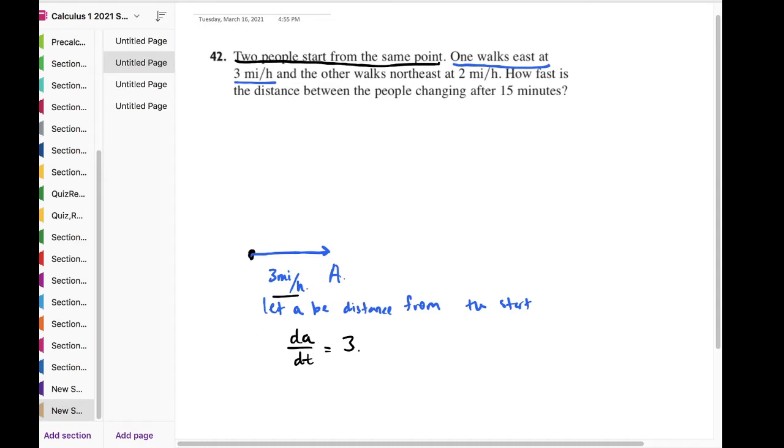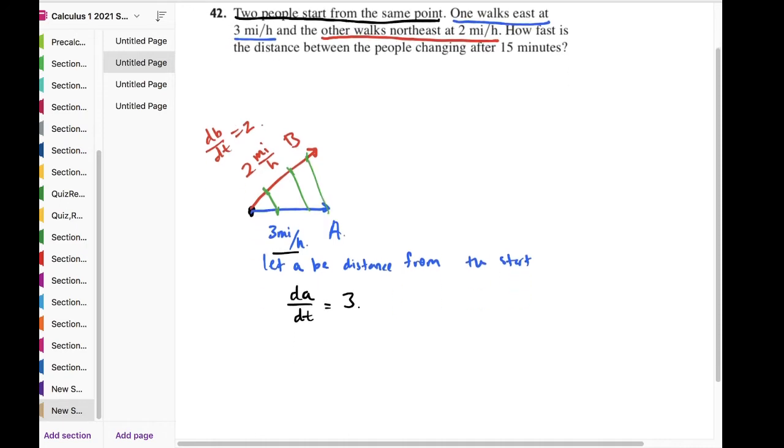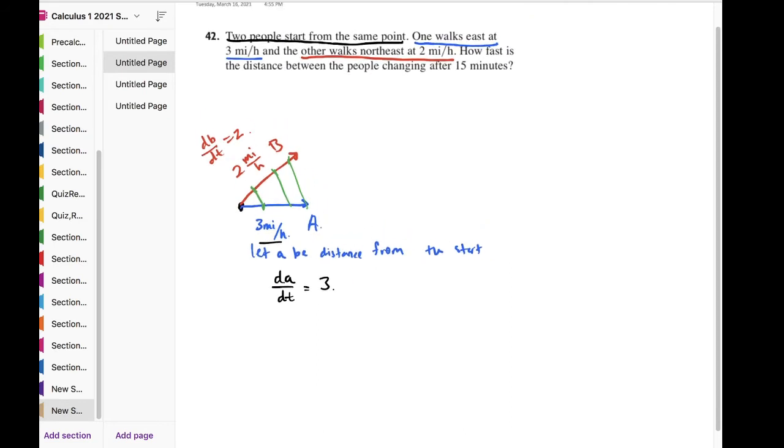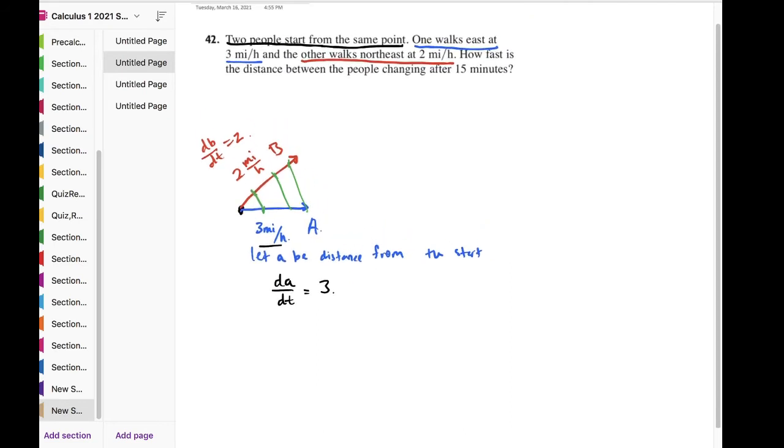Okay, so the other walks northeast at 2 miles an hour. Let's call this person B. So dB dt is equal to 2. So the question is, how fast is the distance changing at any point of time? Sorry, after 15 minutes.